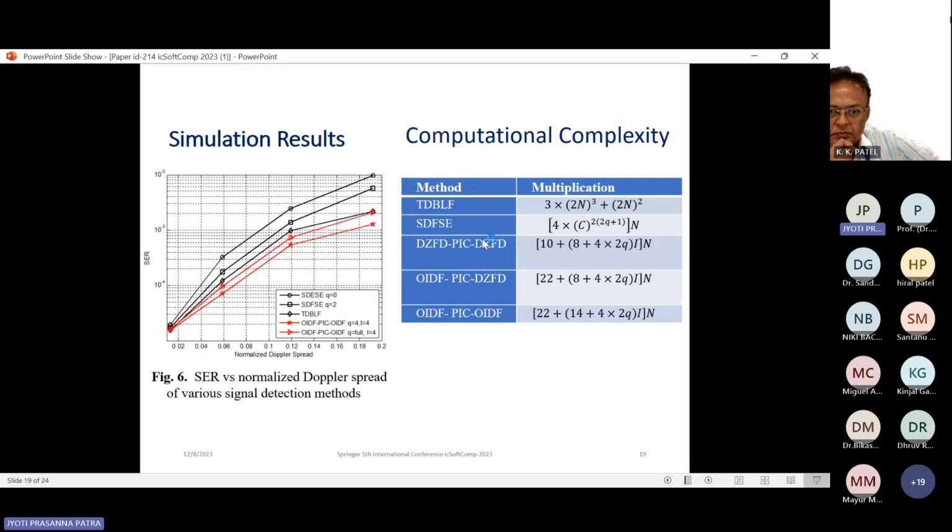And this is the computational complexity table. We see that the complexity is of the order of N, whereas the time domain block linear filter is of order N cubed, where N is the number of subcarriers.